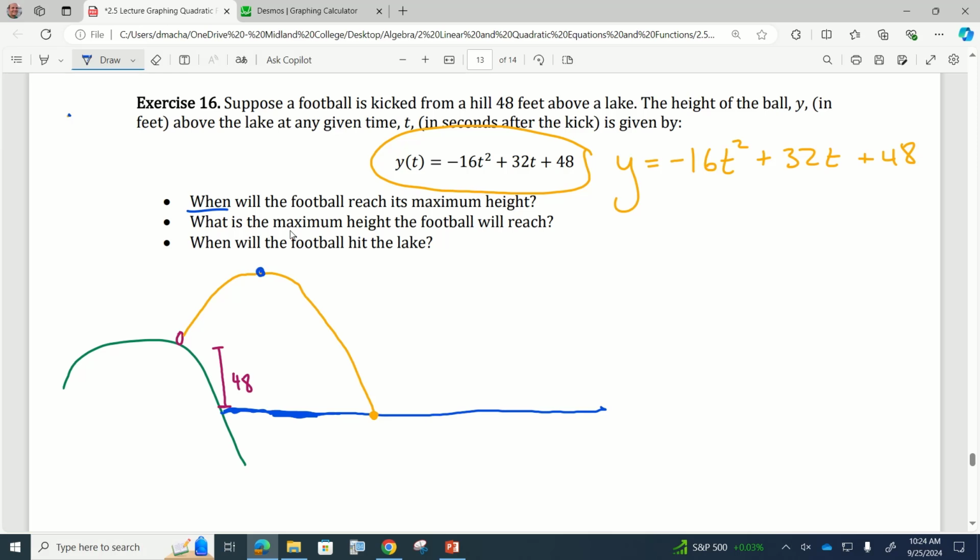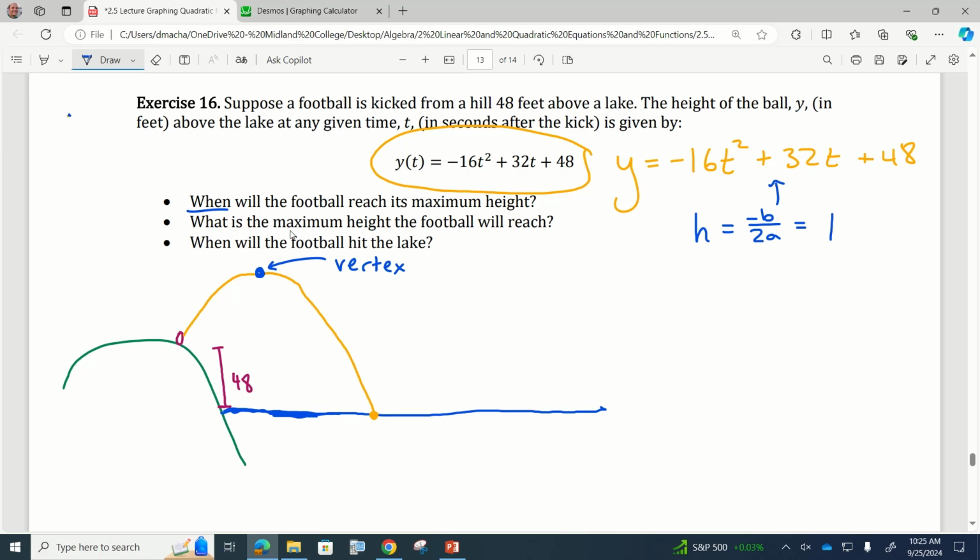Well, the maximum height happens at the vertex, right? So let's look at this polynomial and try to find the vertex. The x-coordinate of the vertex would be negative b over 2a. Remember that formula? So negative 32 divided by 2 times negative 16, that is 1.